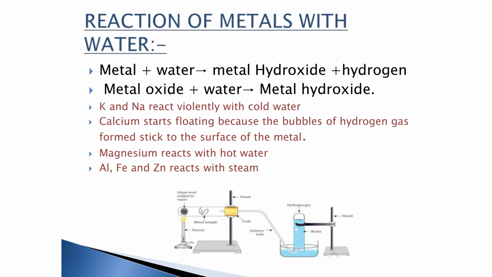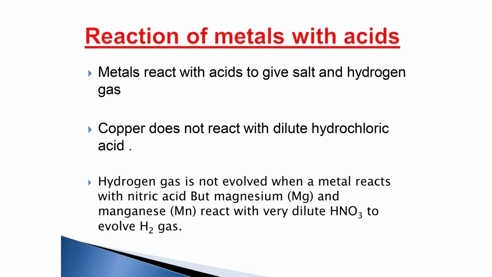Metals react with water to form metal hydroxide and hydrogen gas. Sodium and potassium react violently with water. Magnesium reacts with hot water. Aluminium, iron and zinc will be reacting only with steam. Metals react with acid to form salt and hydrogen, with the exception of copper, which does not react with dilute acid. Metals do not react with nitric acid, with the exception of manganese and magnesium, which do produce hydrogen gas.